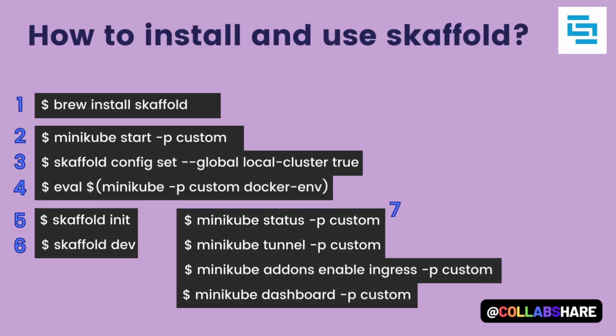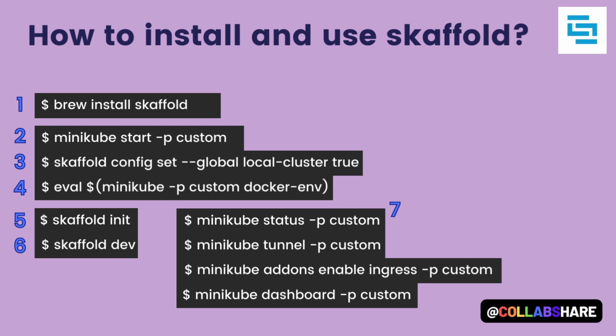Now let's see how we can install and use Skaffold in our local development environment. I assume that you're using Minikube and it is installed. Here is a brief review of the commands that we're gonna use in the example that follows. First, we will install Skaffold on our platform using the brew install skaffold command for macOS users, and for other OSs, I will show you how to install Skaffold.